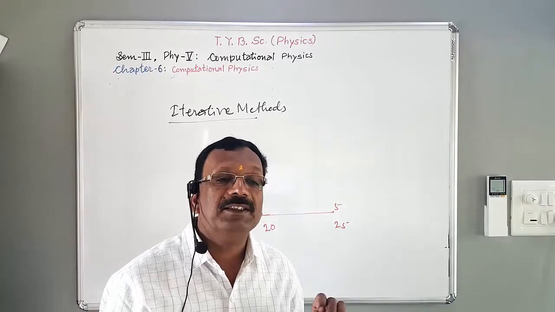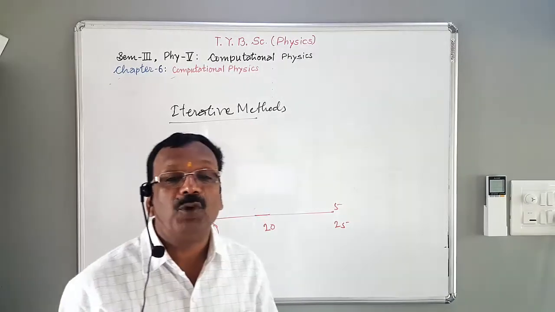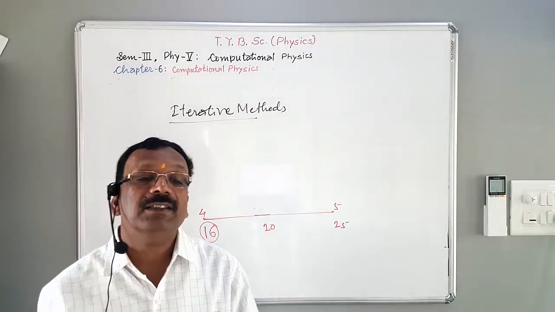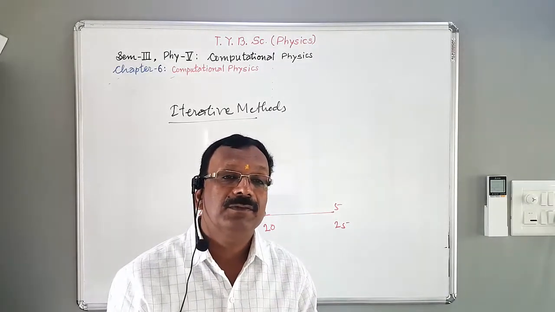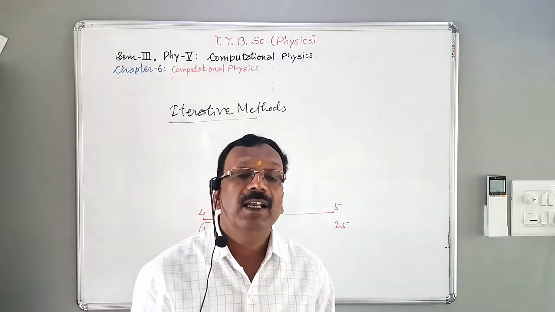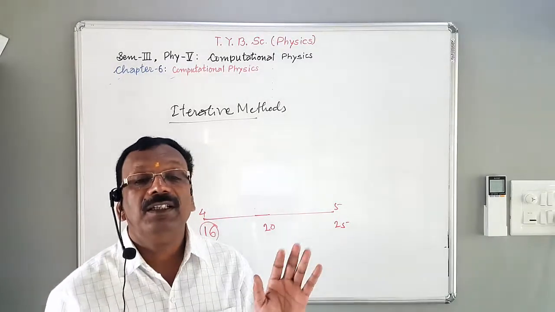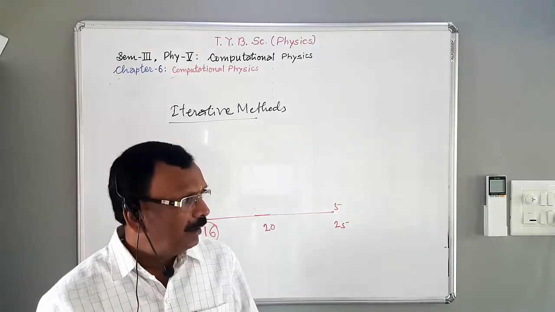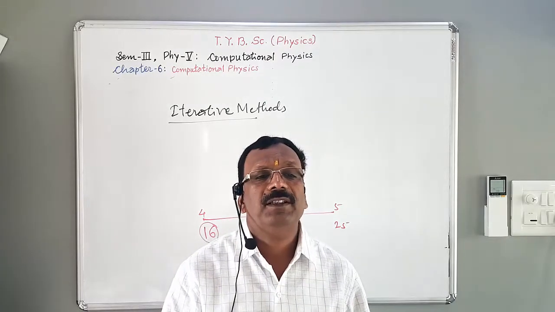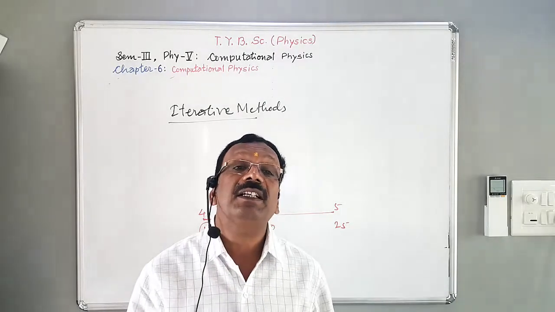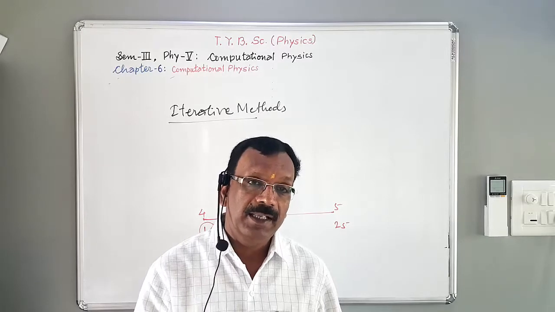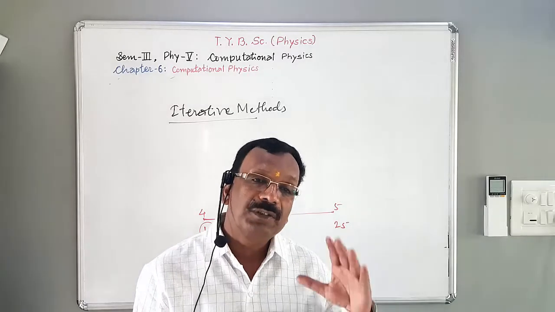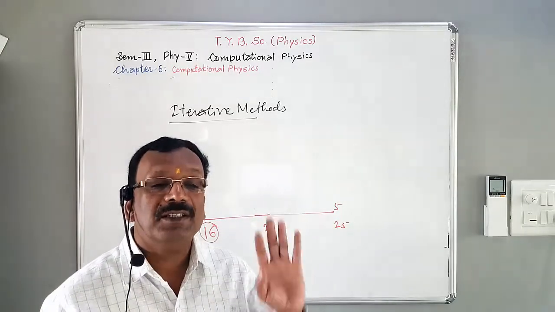Hence, the iterative technique begins with an initial guess, that is an approximate value of the root, which is corrected iteration by iteration, and the process stops when the desired level of accuracy is obtained. Use of computers makes the task of iteration easier and efficient, and hence we study the iterative method in computational physics.